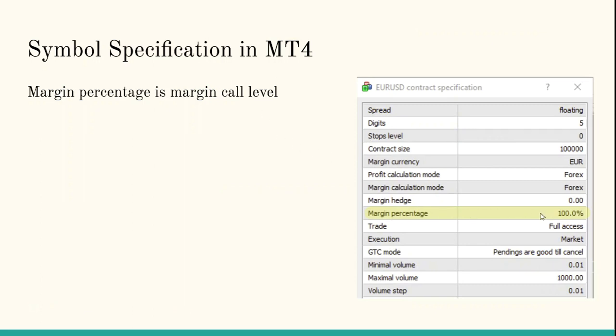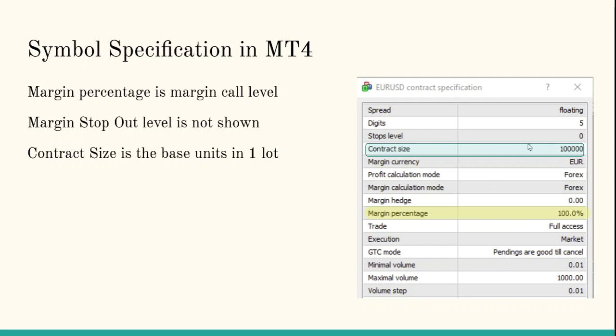The margin percentage that's shown is your margin call level. So this is 100%. That means that when your margin percentage is down to 100% of your equity, you are in a margin call and you need to close trades. The margin stop out level is not shown in a way that you can get hold of here. You can find out from your broker, or Cool Trading Tools has some tools that can help you find out.